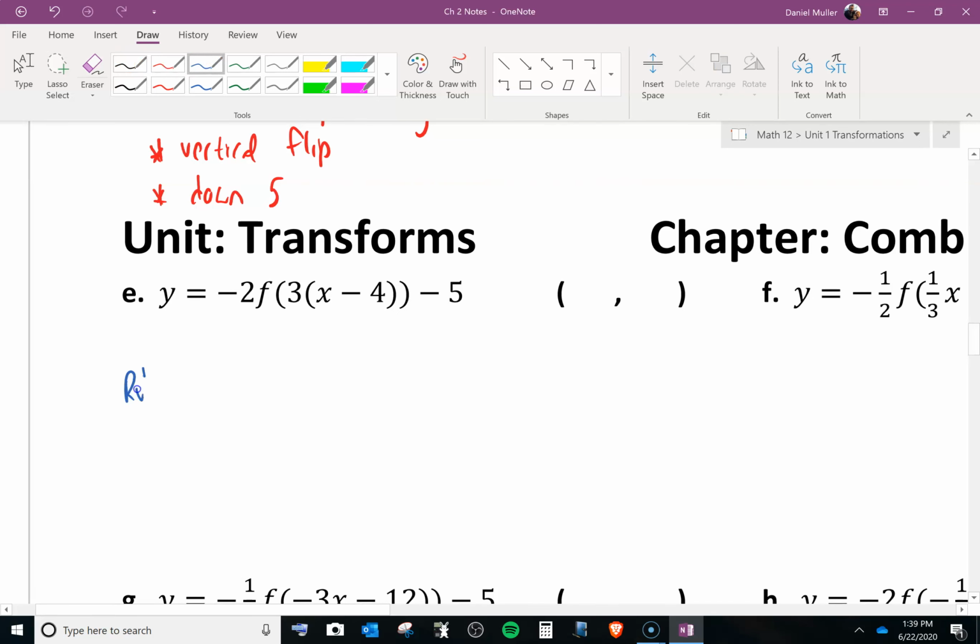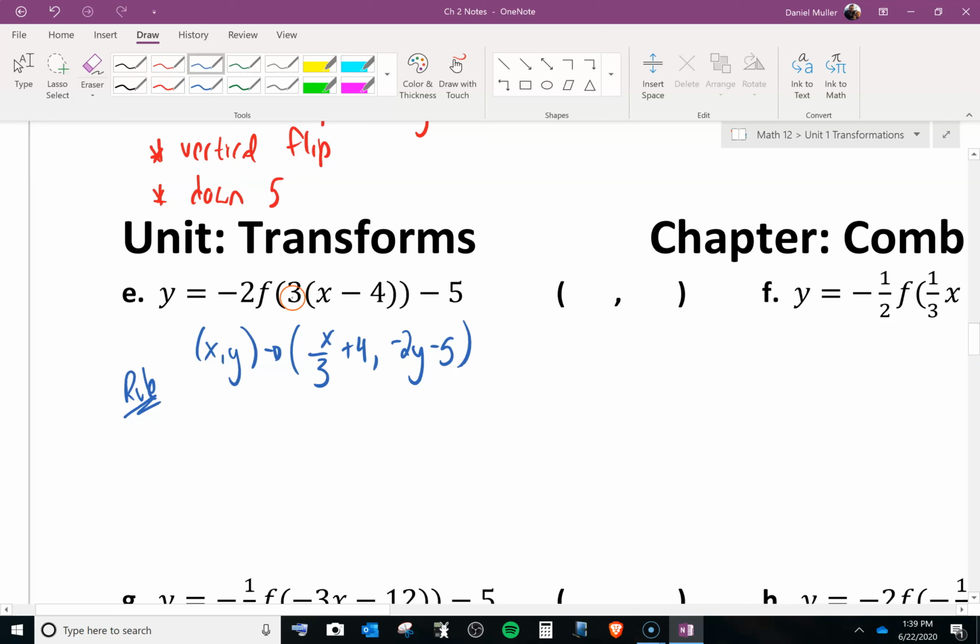Now I will do my rule for this. So for the x's, and hopefully you can start to see a pattern as we get faster at this, it says times by 3, so I'll divide by 3. It says minus 4, so I'll add it. And for the y, it says times by negative 2, so I'll do that. Negative 2y, that's timesing, and minus 5. And that's all there is to it.